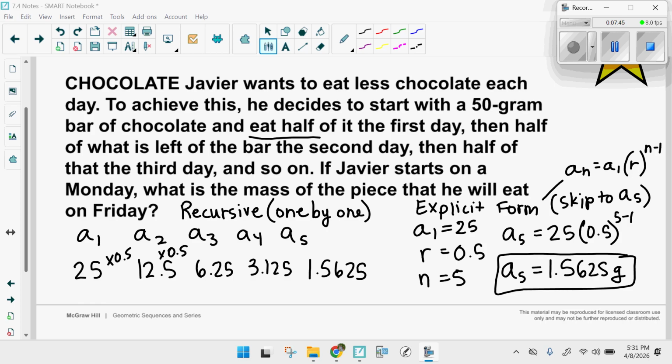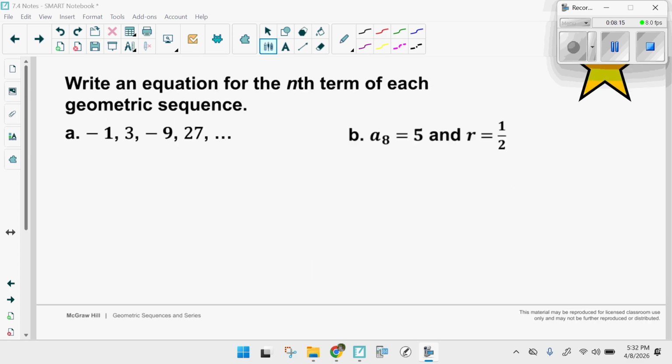So in each of these cases, I was able to find the amount of chocolate left. Recursively is just going one term by one term, so knowing the first term is 25, we can find each consecutive term. Or directly going to that 5th term would be using the explicit form. For a situation like this, with only 5 terms, recursive is an okay way to go. But if we needed to find, say, the 30th day or the 50th day, then we would want to use the explicit because it's going to be much more efficient.